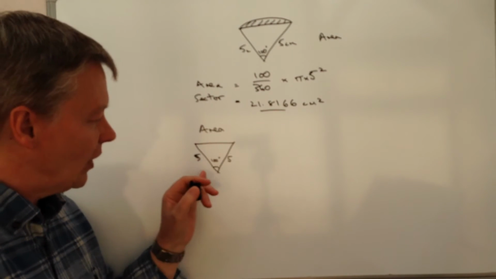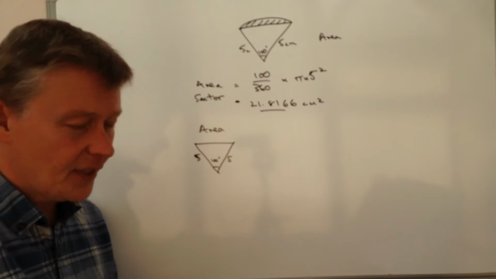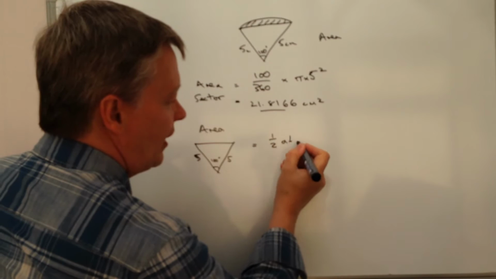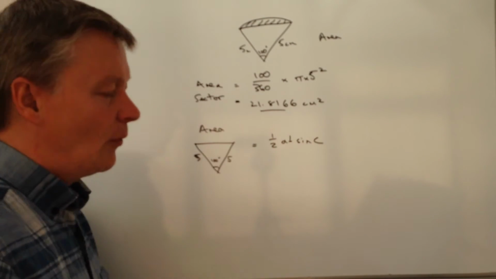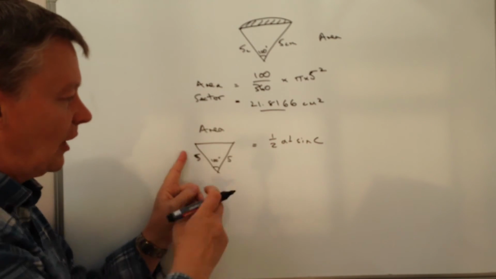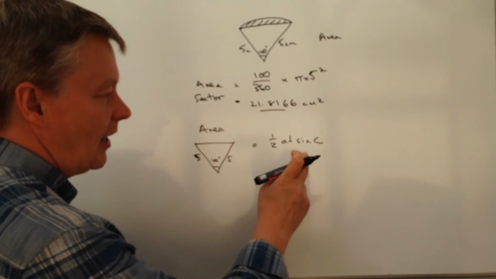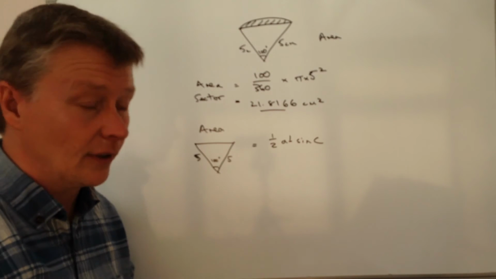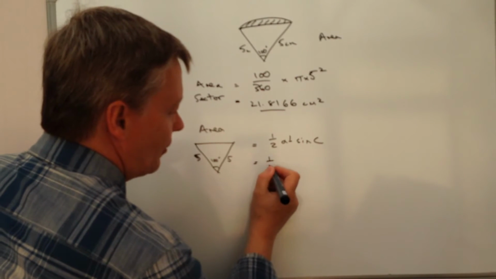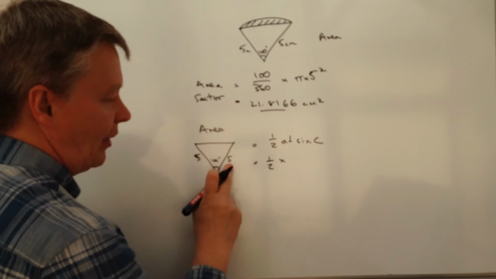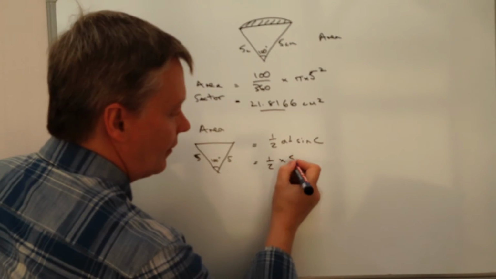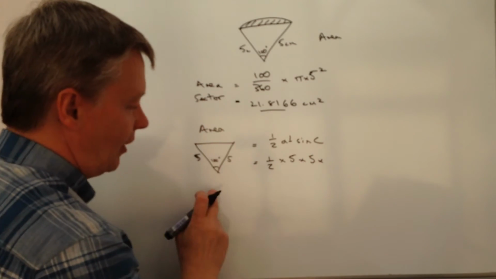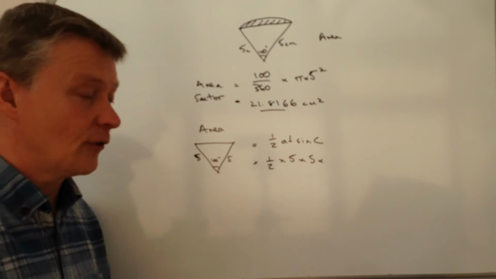To work out the area of a triangle like that, we can use a formula which is a half AB sine C. A and B are the two inclusive sides, and C is the value of this inclusive angle. So I'm going to put those numbers in. I've got half multiplied by 5, multiplied by 5 again, multiplied by the sine of 100 degrees.